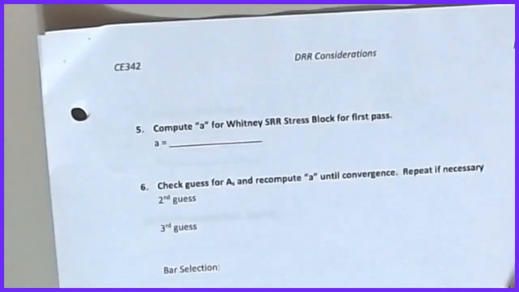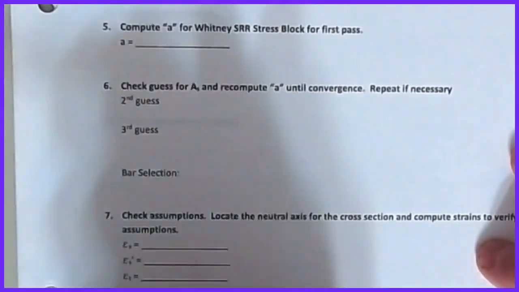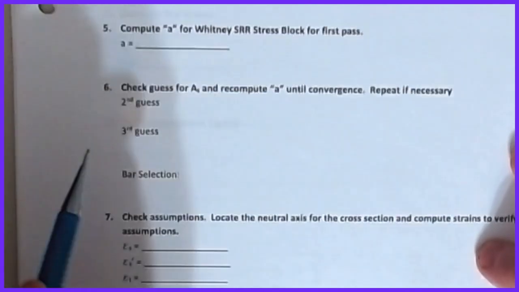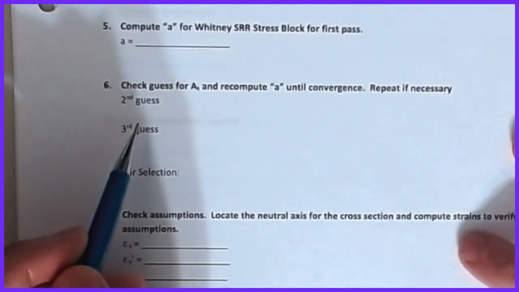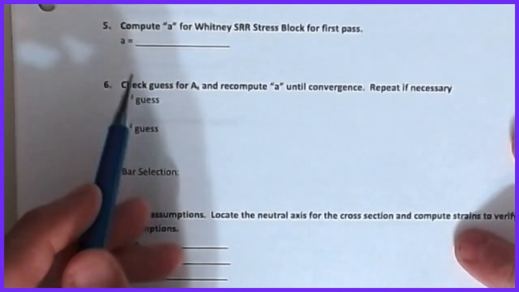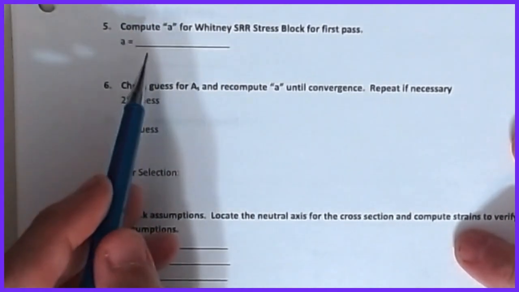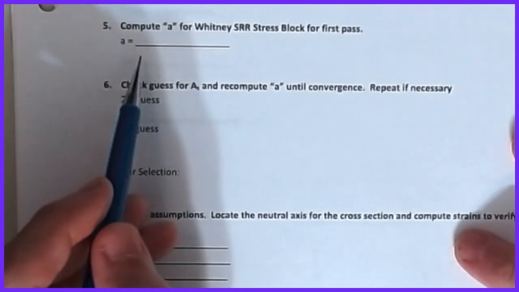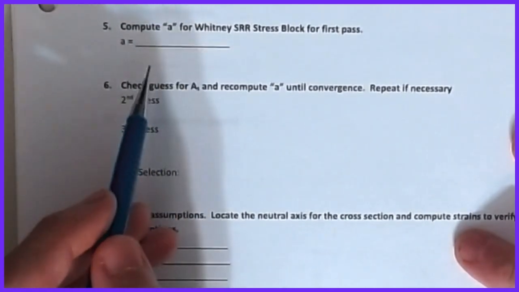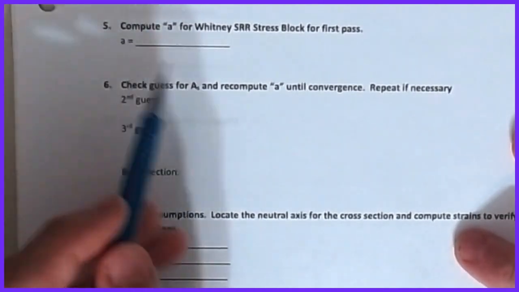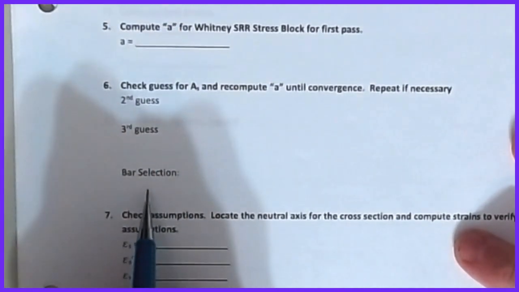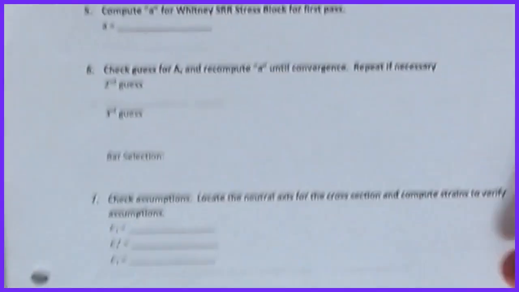Okay, once we've got that part set and we've got our dimensions figured out, this is now just a DRR analysis problem. So we're going to compute the A, the depth of the block. Okay, we're going to check our guesses for AS and basically recompute A until convergence. So what happens is I get an A, so I've got an AS that gives me a little A, and then I choose a set of bars that's going to change my A, which then is going to change my AS, and so we're going to iterate through a couple of times, and eventually we'll come to a value that's a pretty good estimate of what's happening here.